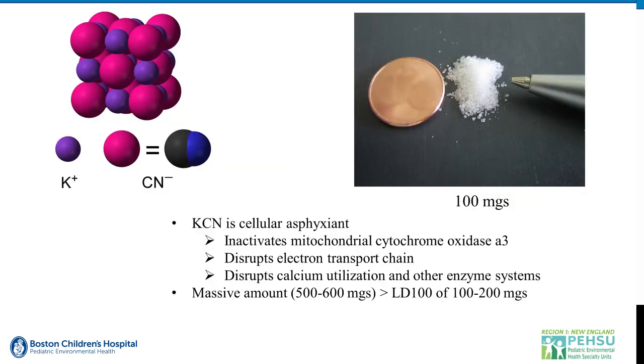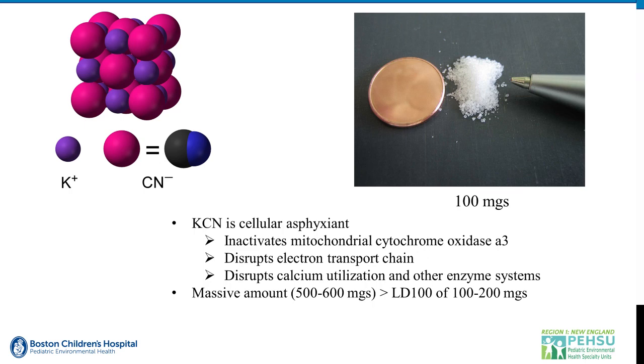As you'll all recall, potassium cyanide is a cellular asphyxiant. It inactivates mitochondrial cytochrome oxidase A3. It disrupts the electron transport chain. It disrupts calcium utilization, other enzyme systems. There are exquisitely sensitive neurons to potassium cyanide in the brainstem at the respiratory center. So that knockdown effect of depressed respirations and respiratory failure is what heralds the sudden death.